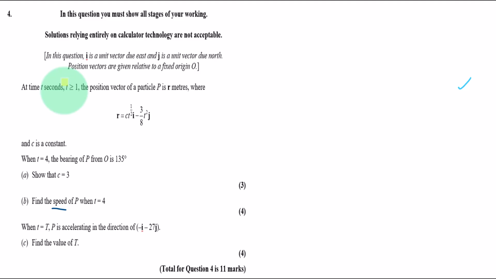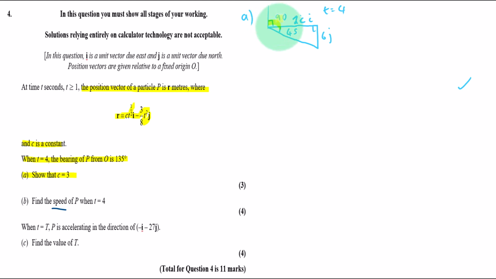Okay, so we have a position vector R, and R equals c t to the i minus 3 over 8 t squared to the j. C is a constant, and when t equals 4, the bearing of P from O is 135 degrees. Show that C equals 3 for 3 marks. We'll just think about, let's do a bearing.